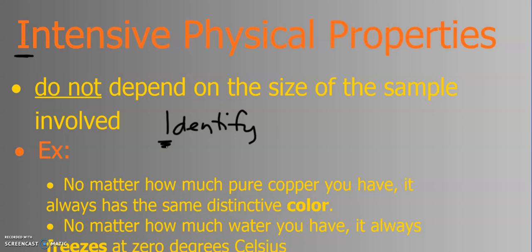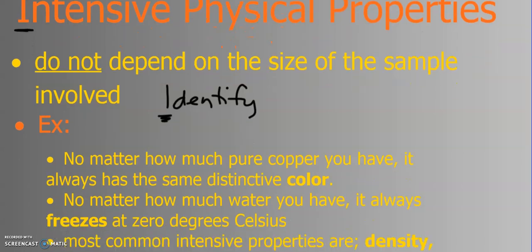So example here, it says, no matter how much pure copper you have, it always has the same distinctive color. You know the color of copper, it's pennies. That color is copper. Whether you have a huge brick of copper or a little teeny chunk of a penny, copper is the same color. So we just talked about color being a physical property. It's an intensive physical property, regardless of how much I have, and it would help me identify it.